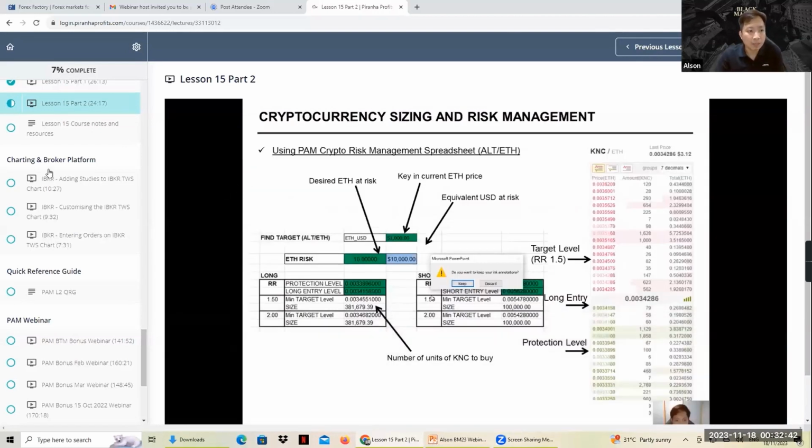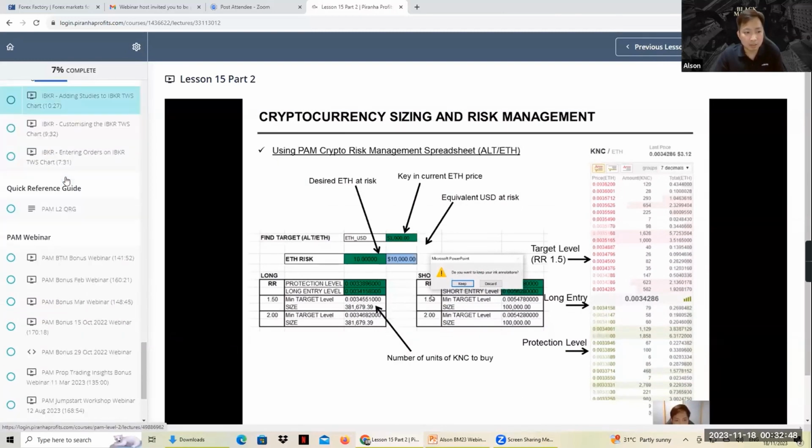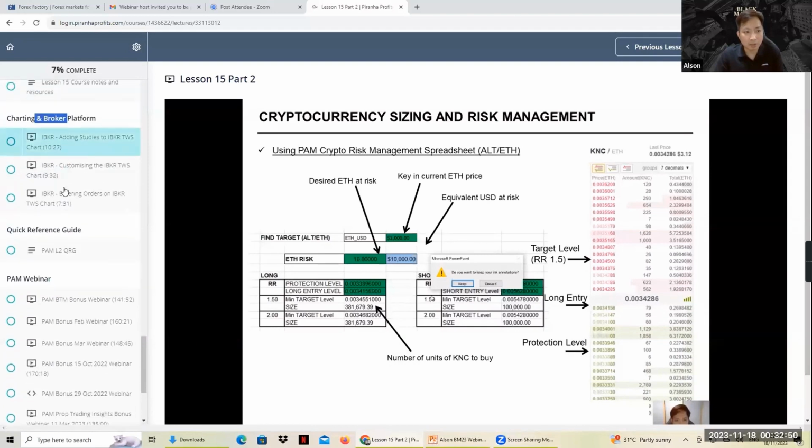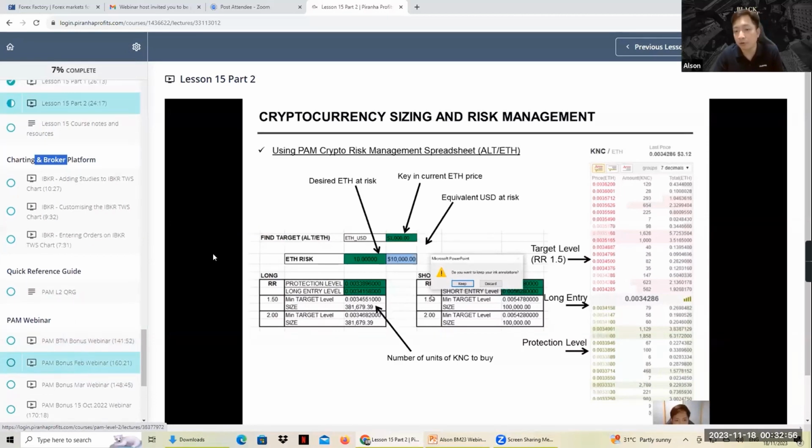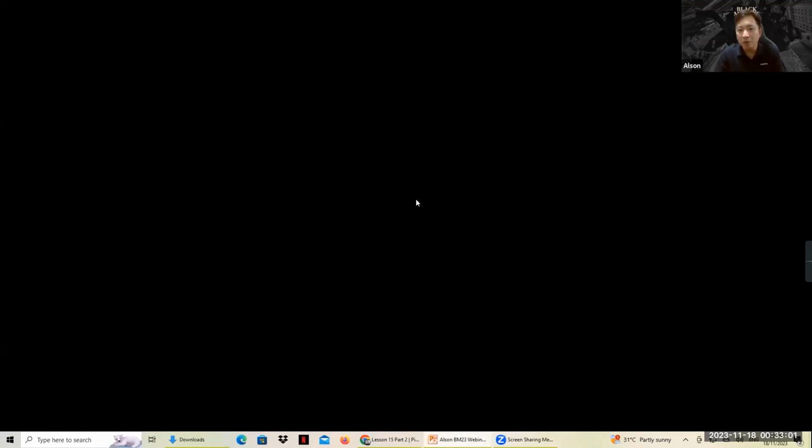Okay, and also charting brokerage platform. This is Interactive Brokers. You're going to learn here in the price action manipulation course, right? And also some other bonus webinar that you can review them that I covered with my students before. Okay. So it's very comprehensive, guys. I show you the level 1, level 2.